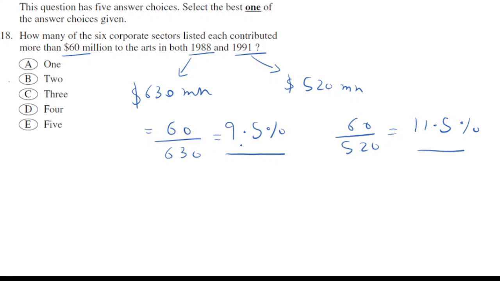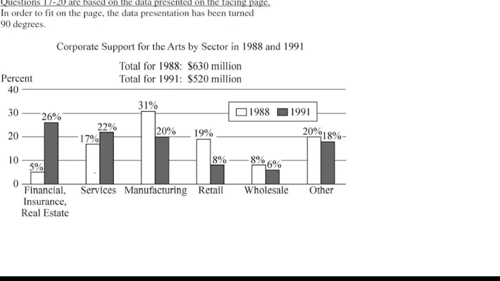Now we have these two percentages. So this is the bare minimum a sector needs to contribute to make 60 million. And now since the question says that we need to find the sectors which have contributed more than 60 million, we need to find the sectors which have contributed more than 9.5% in the first year and more than 11.5% in the second year. Okay, let's go back to the graph and see what those sectors are.